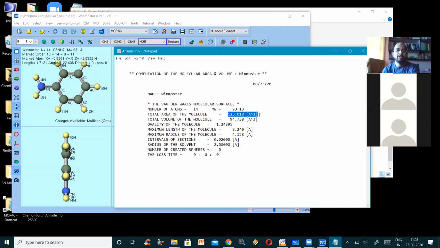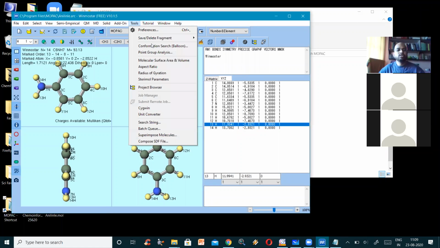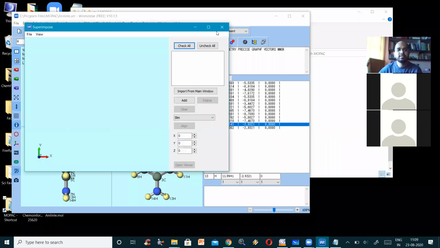Okay. Ovality of the molecule: if it is 1, it is spherical. Oval means it is egg-shaped. Maximum length is again the same thing. Maximum radius is the same thing, and then these are the things you are going to get. So this tool helps you calculate so many factors, so many influences.